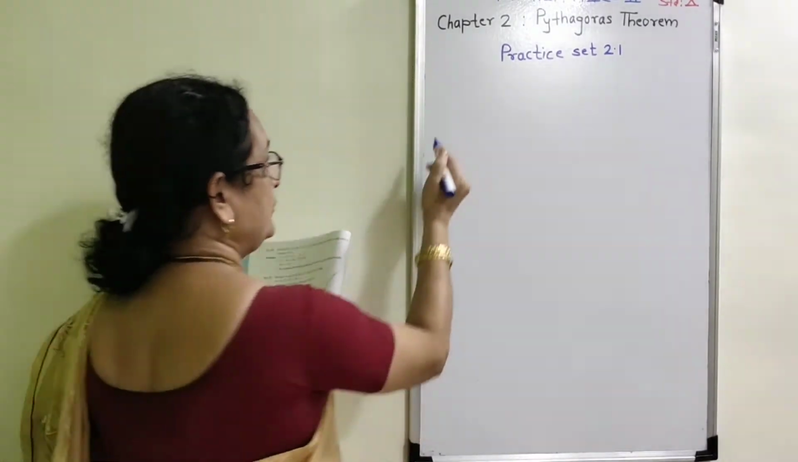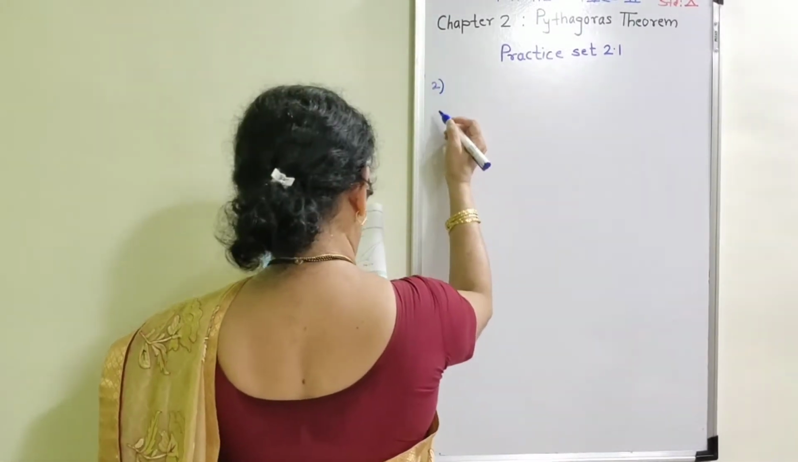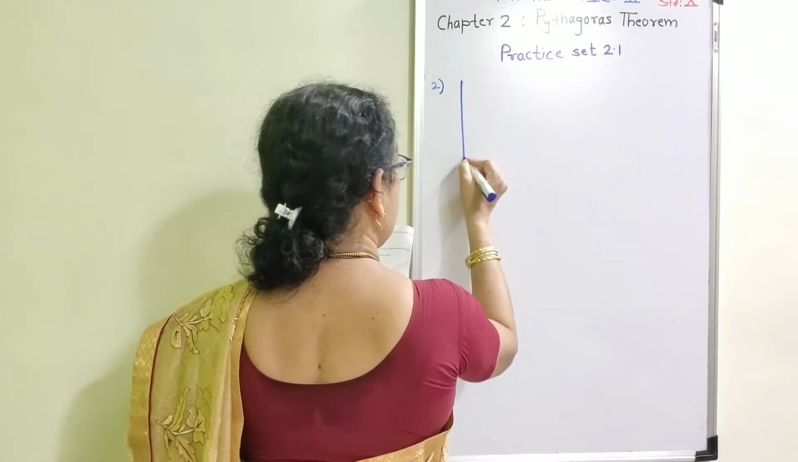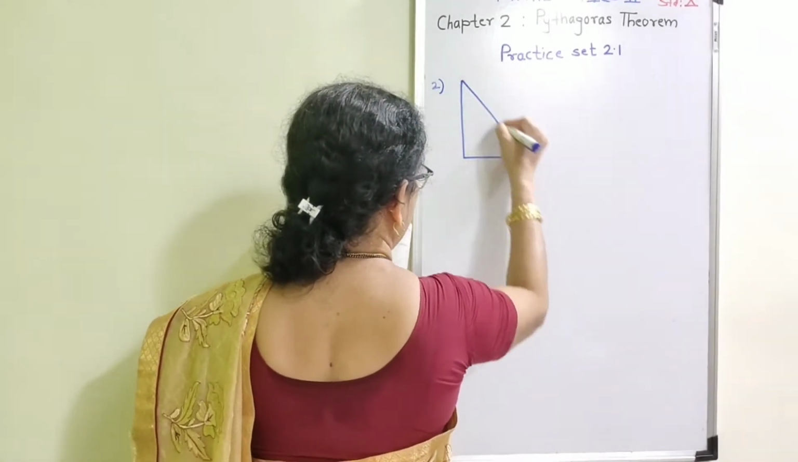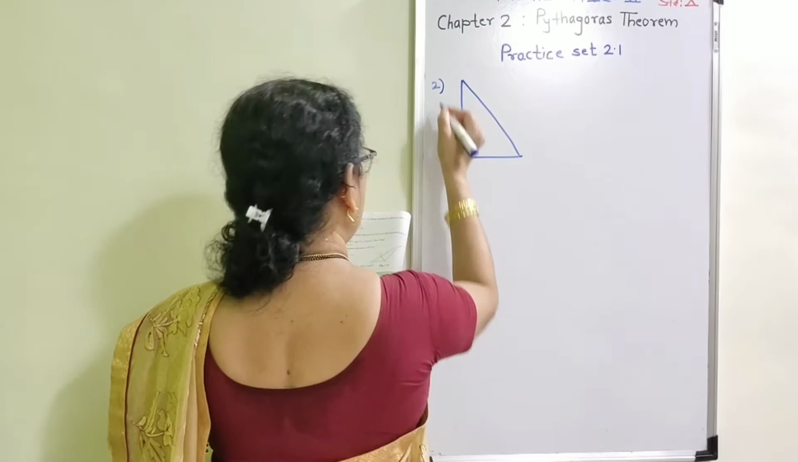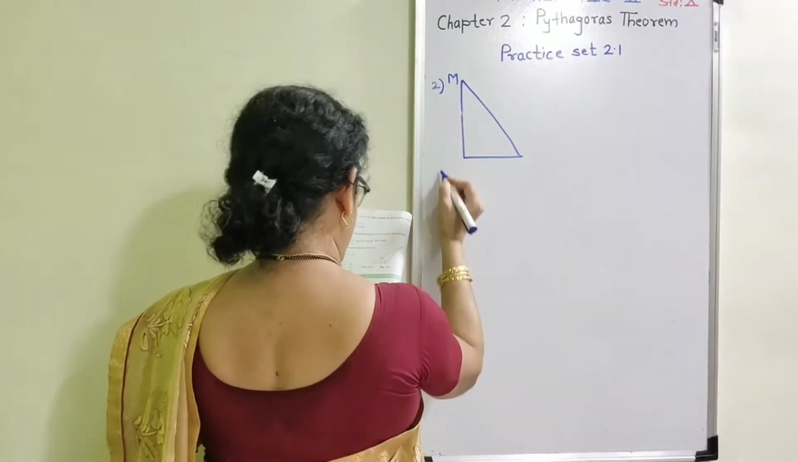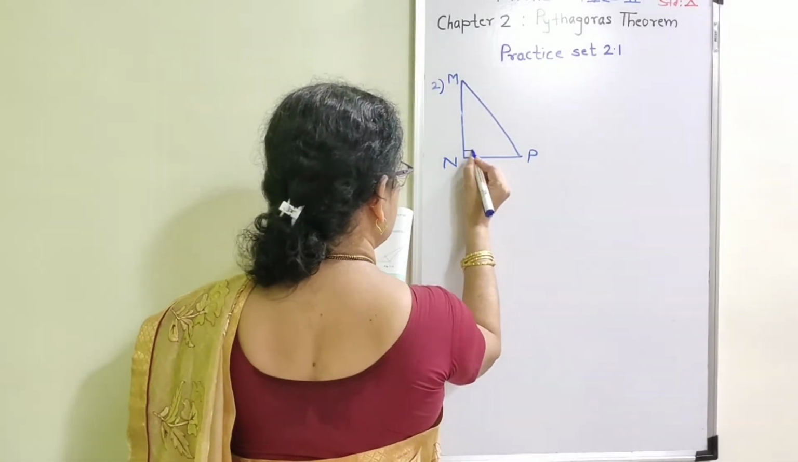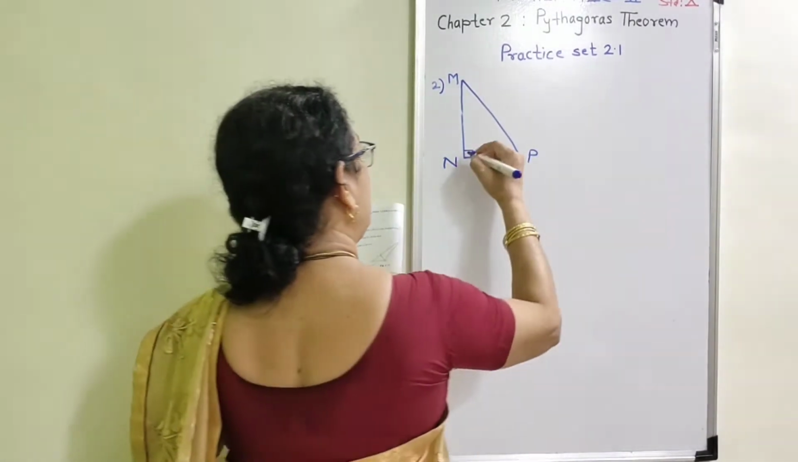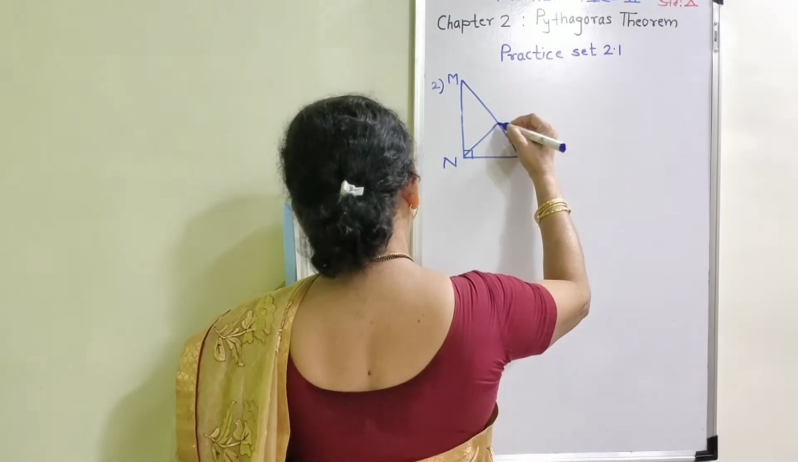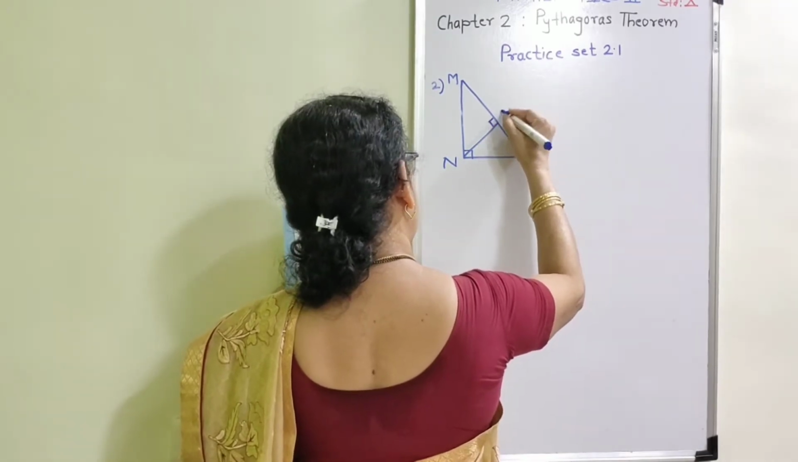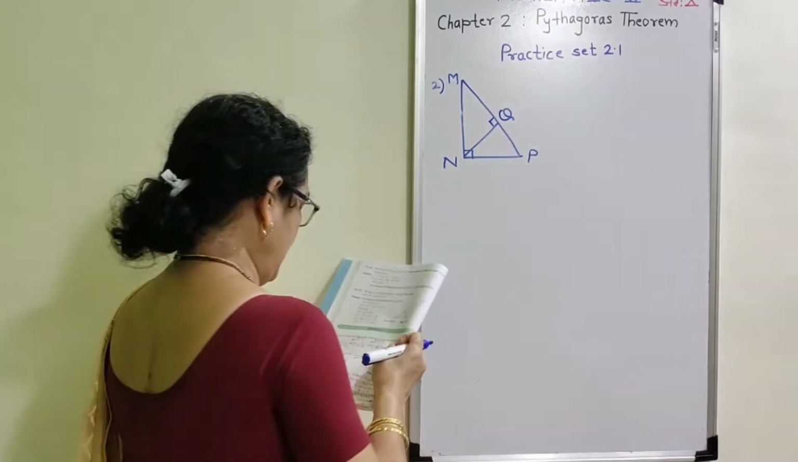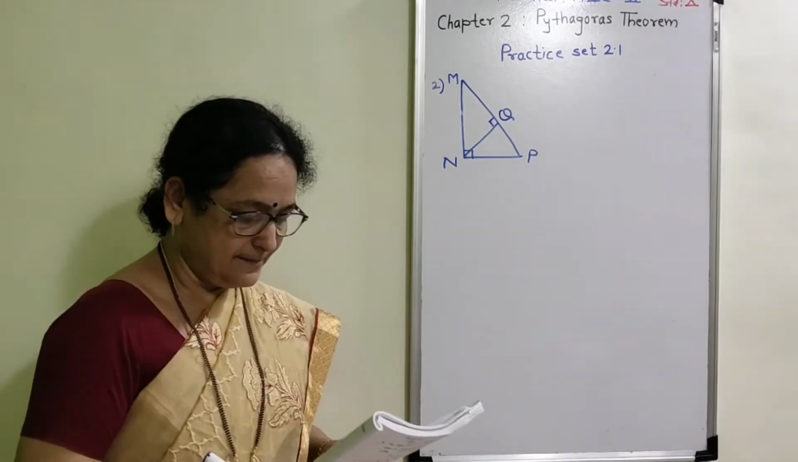Now I am going to draw first of all the given figure. The figure is very important. One right angle triangle is given. The name of the right angle triangle is MNP, where angle N is 90 degrees. Then a perpendicular altitude on the hypotenuse is given. This point is Q.